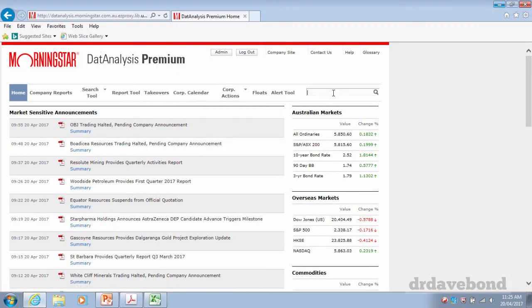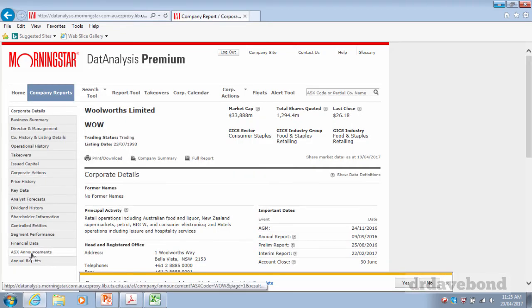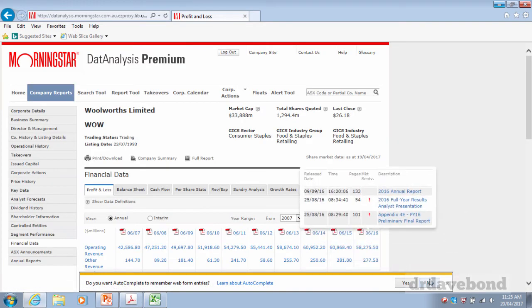okay, this is a database which is available through the library. And if you're doing finance, if you're needing to get company information about anything, I would highly recommend it. It's called DatAnalysis. I'll include a link to it, or just a reference to the name in the announcement tomorrow, but it's useful to have a look at. So if we look up Woolworths, okay, what we can get is financial data over an extended period of time.